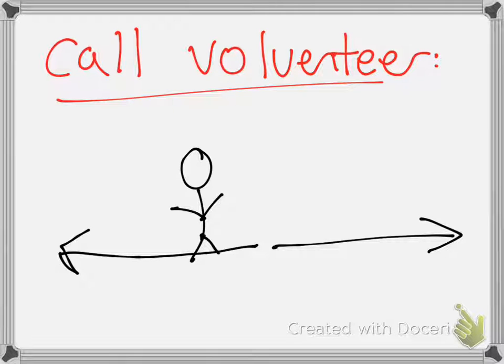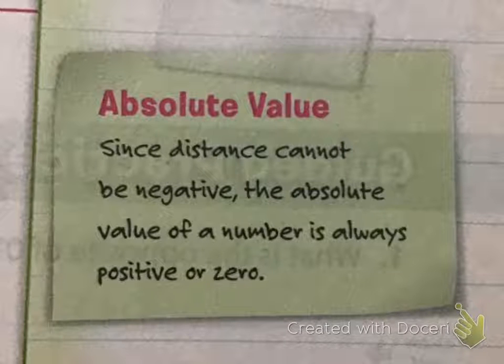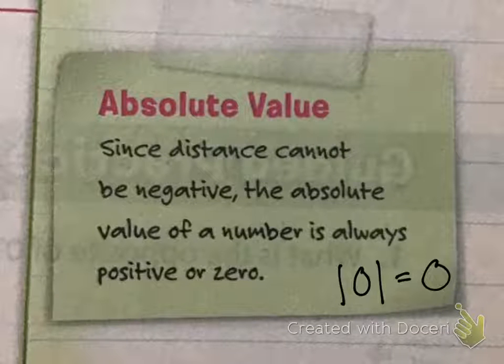Thank you, Oswaldo. You can sit down. As I've been saying, since distance cannot be negative, the absolute value of a number is always positive or 0. Because the absolute value of 0 is 0. And 0 is neither positive nor negative, which I think is silly because I consider 0 to be positive adjacent. Like, similar.